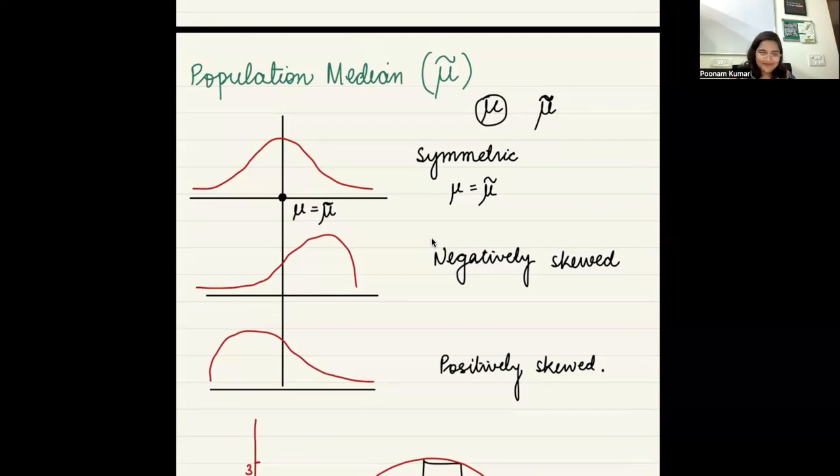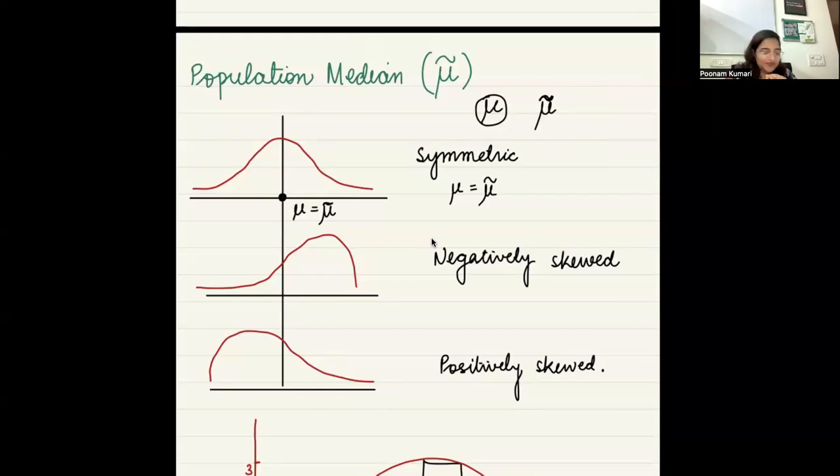Ma'am, I think in negatively skewed data, the mean would be on the rightward side as compared to the median. Okay, so mean towards the right, you are saying. Yes, ma'am. So mean towards the right and median to the left of it, right? So first, what will come? Median? Yes, ma'am. Okay, first median will come.